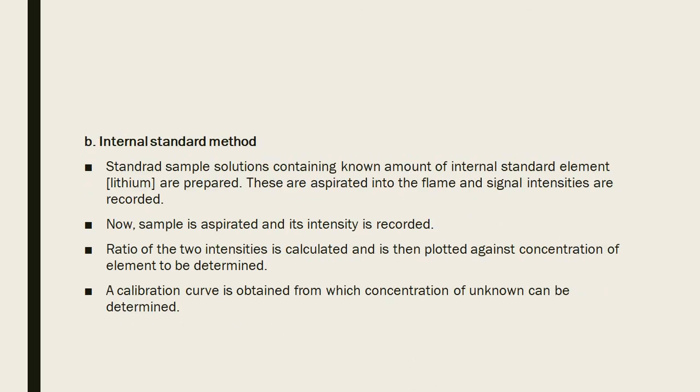Next is the internal standard method. Here the standard sample solutions containing a known amount of internal standard, generally lithium, are prepared. These are aspirated into the flame and their intensities are recorded. Subsequently, the sample is aspirated and its intensity is recorded. Now the ratio of the two intensities is calculated and is then plotted against the concentration of the element to be determined. Then we will obtain the calibration curve from which we can calculate the concentration of unknown.